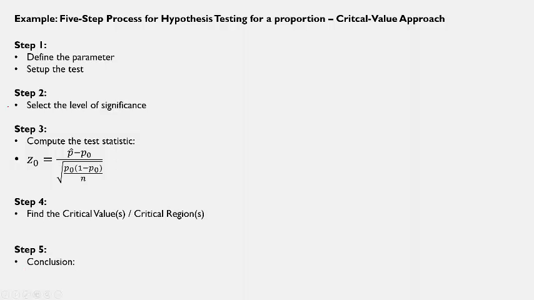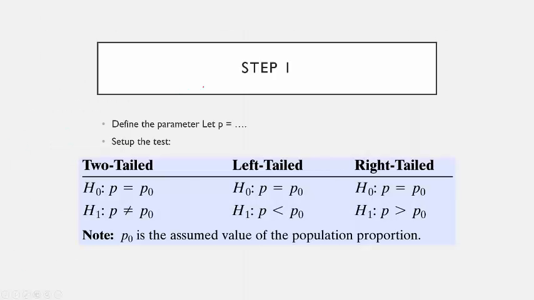Okay, so let me go through the steps in a little bit of detail. Step 1, you're going to define the parameter. The first thing you're going to do is let p equal to whatever proportion you're investigating. And then we have to set up the test. We're going to either be a two-tailed test, and remember the keywords for this: I think the proportion has changed or it's different. We'll set up a left-tailed test, where you're looking to show that the proportion has decreased or gone down over time. And then we'll set up a right-tailed test, where we're investigating to see if the proportion has increased or gone up.